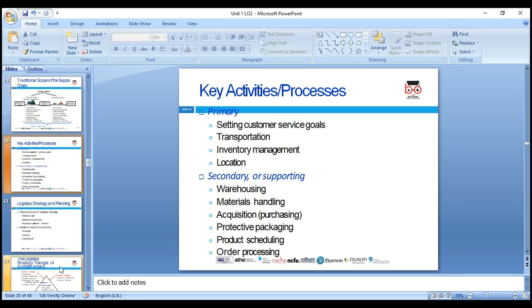Sir, how is acquisition, purchasing, or order processing a secondary activity? Isn't it directly linked to the product?